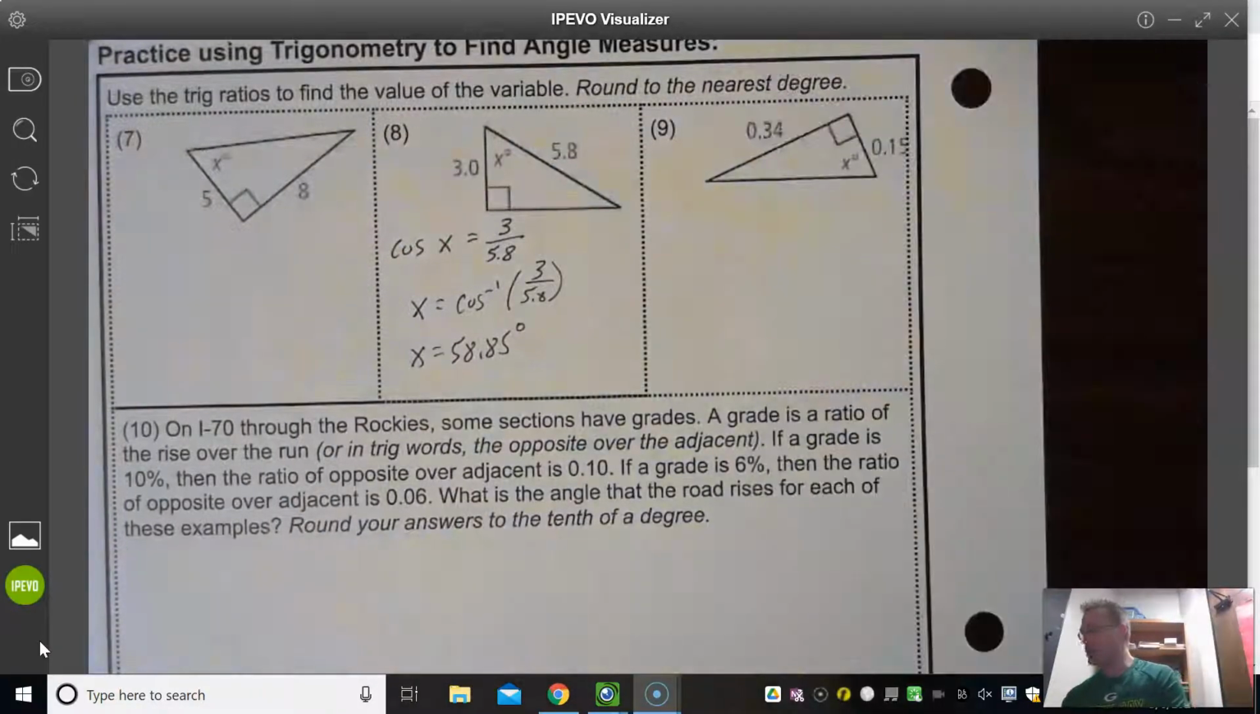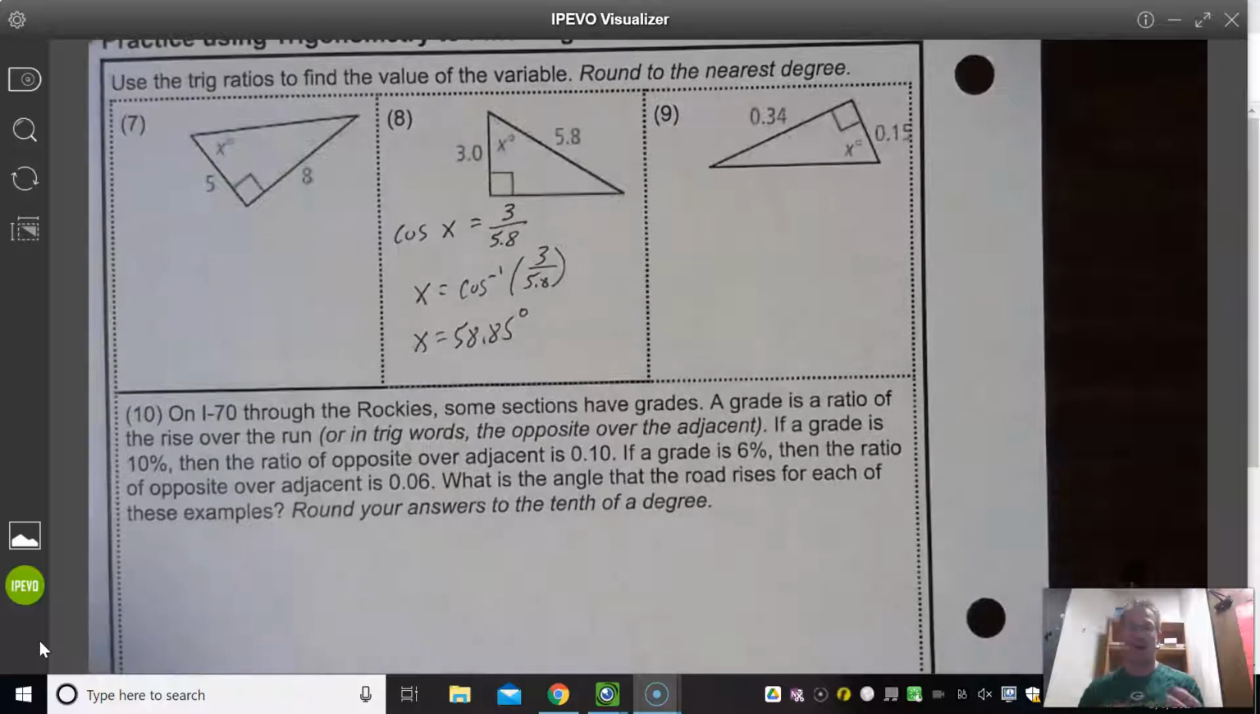So there's your introduction to trig functions, finding sides, finding angles. Go ahead and finish up this lesson, and I will see you next time.